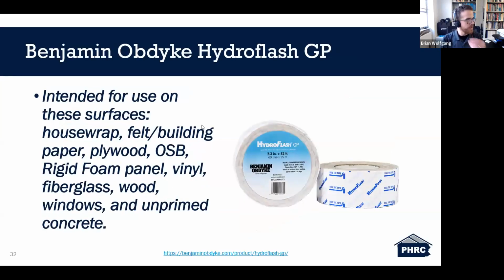And then the third product as an example here that I'm going to show you is Benjamin Obdyke's HydroFlash GP. I'm not talking about their temperature here, but I just wanted to acknowledge that they talk about the intended use on different substrates, including house wrap, felt and building paper, plywood, OSB, rigid foam, vinyl, fiberglass, wood, windows, and unprimed concrete. Starting to give you more of an idea of the variety there. And I'm not saying that the other categories of tape don't give you that, but most often you're going to see a wider range of substrates that these have been tested for with the acrylics.